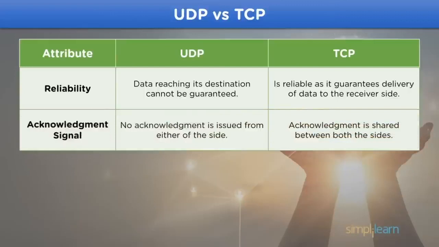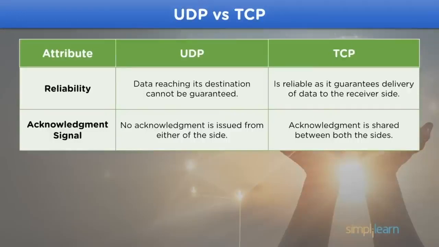The next attribute is the acknowledgement signal. The UDP protocol does not provide any acknowledgement from the receiver side to the sender side. Whereas in the case of the TCP protocol, sharing the acknowledgement signal is very important. If the acknowledgement signal is not shared by the receiver side to the sender side, the data exchange will halt.